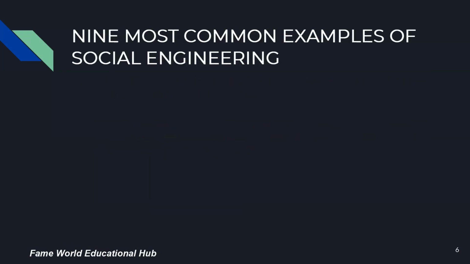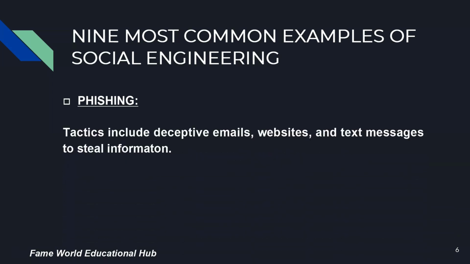Now let's talk about the most common examples of social engineering. As I said, I will be discussing the different examples in detail. These are the types of social engineering attacks. First of all, which comes into the picture is definitely phishing. Phishing is a cyber attack that tricks people into sharing sensitive information such as passwords and card numbers. It's a type of social engineering, a tactic which includes deceptive emails, websites, and text messages to steal the information.